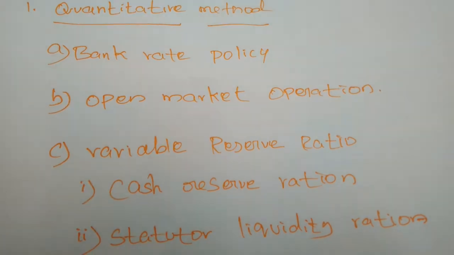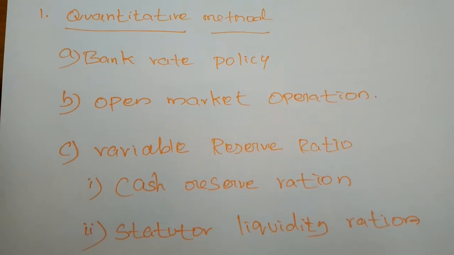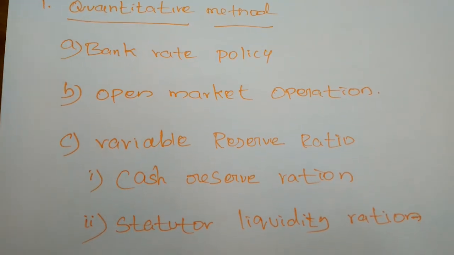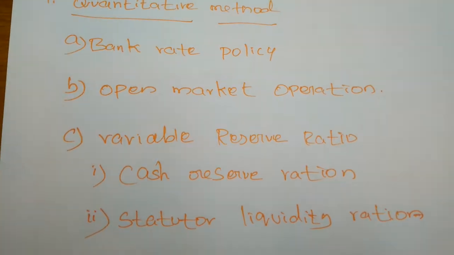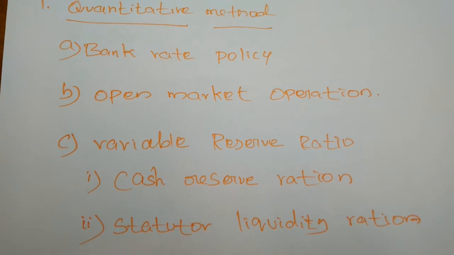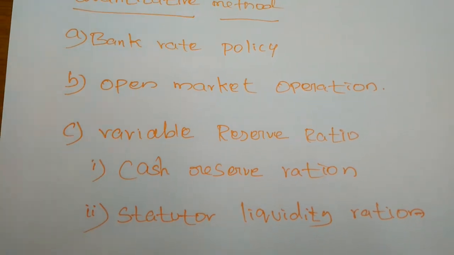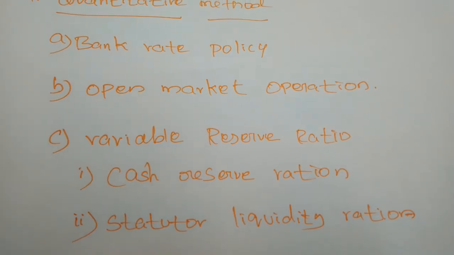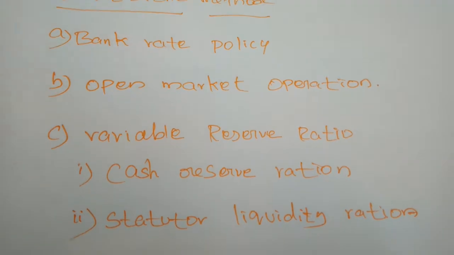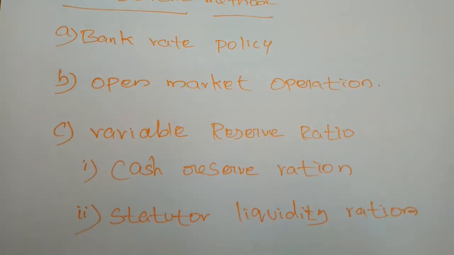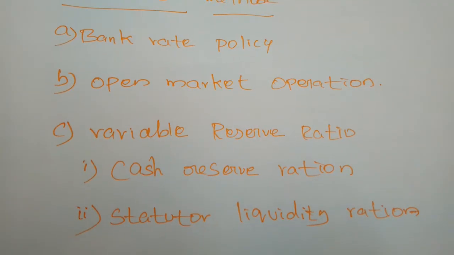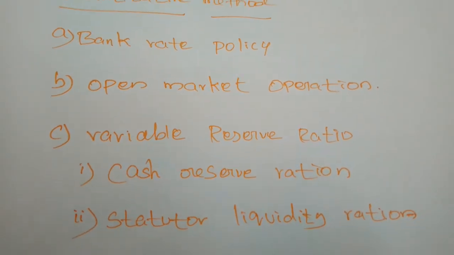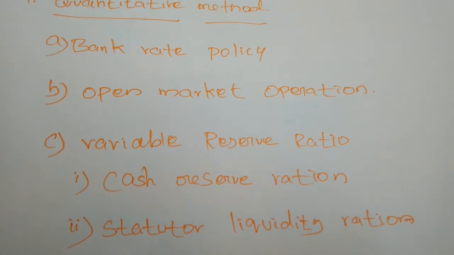Normally, at inflation time, the central bank will sell the securities. When it does so, the entrepreneurs and public have to pay the amount to the central bank, and the money supply, the circulation of money among the public, will be reduced. Conversely, at deflation time, the central bank will purchase securities from the public. Then the central bank has to pay the public, and the circulation of money will be increased.